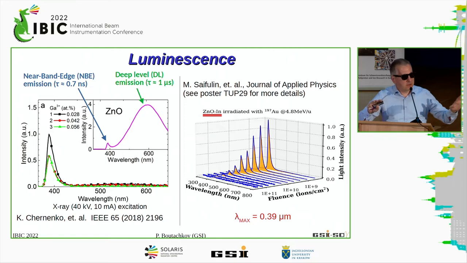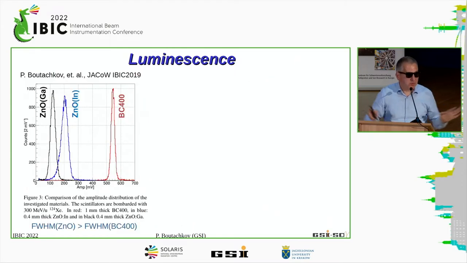When it emits at 400 nanometers, it's a perfect match for a photomultiplier. So this is a one-to-one replacement for BC400. Now, let's look into the response of this material. Whenever I say BC400, the comparison is to 1 millimeter thick BC400. So you can scale to your use case if you have the data, or there are, of course, a lot of models which describe the response of the scintillator.